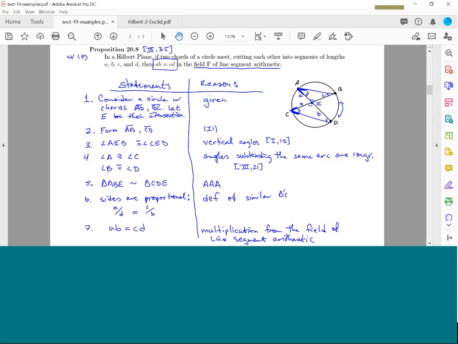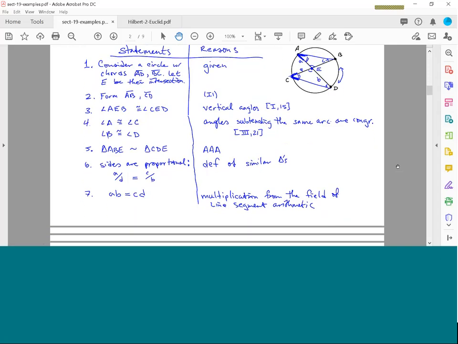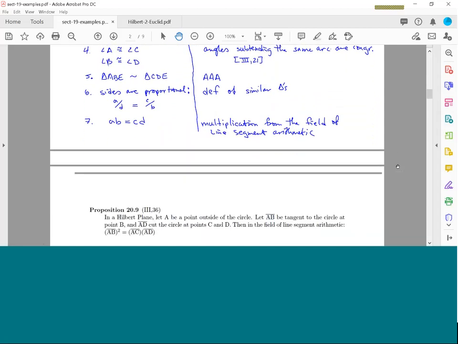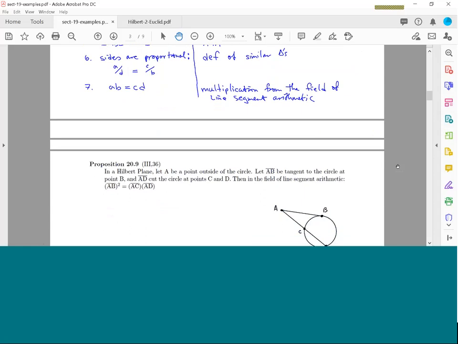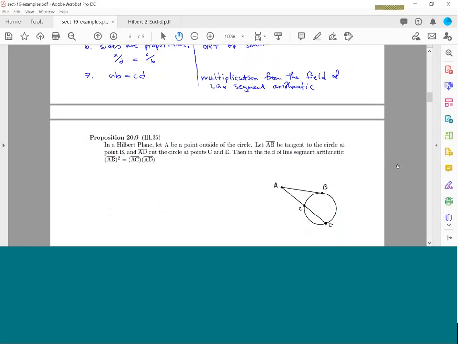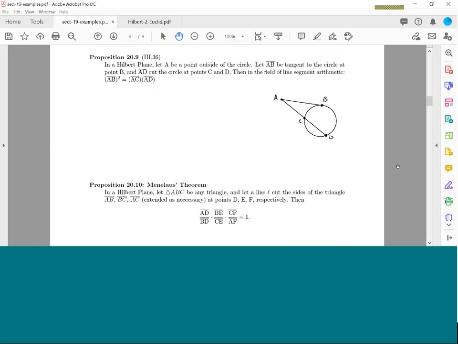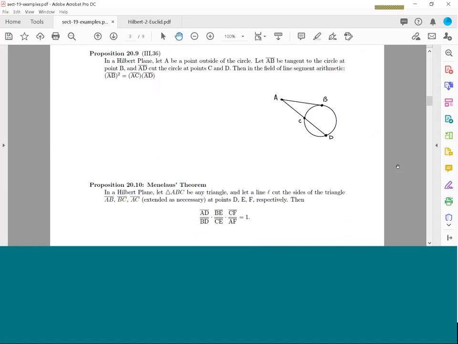So this example here was mainly to look at how to play around with the line segment arithmetic, guys. Notice, wasn't anything fancy. So there's two more propositions that I wanted to look at in this section. The first one is one just to show you how to read it, how to use it. Quite honestly, the second one's going to be the same way. We're not going to prove either one of these guys. But we're actually going to use Menelaus' theorem, the one right down here. That's the big one we were building to tonight in this section 20. But first, let me show you how to read proposition 20.9.